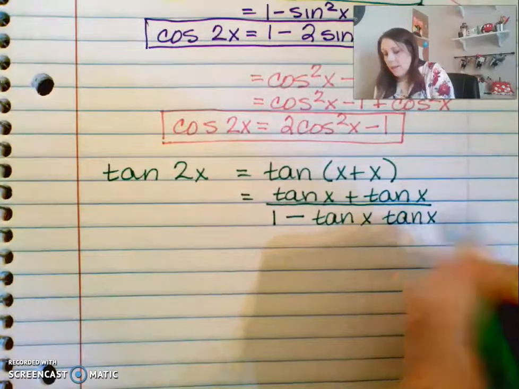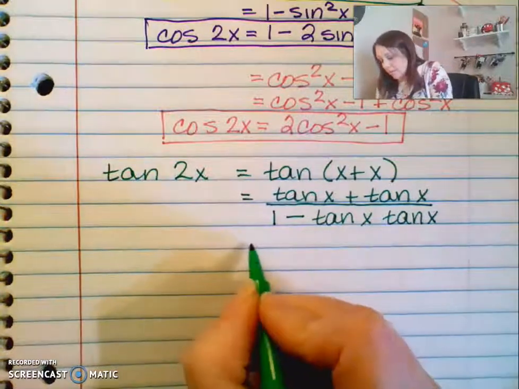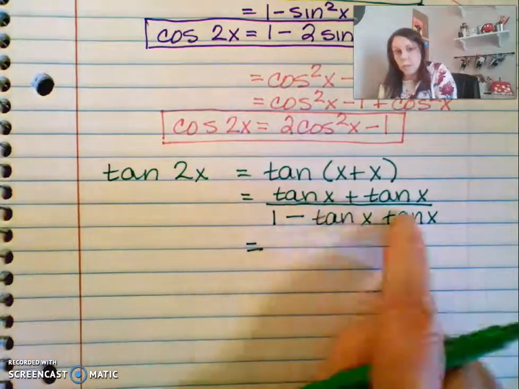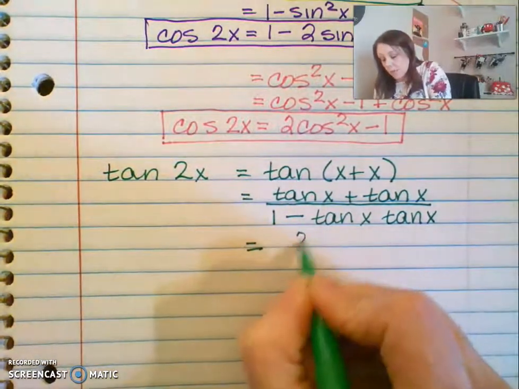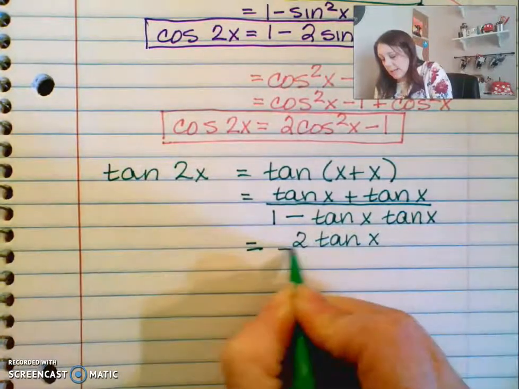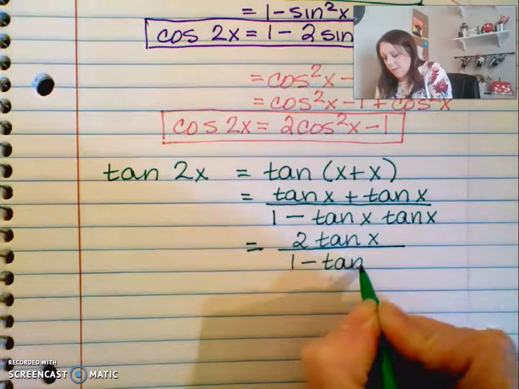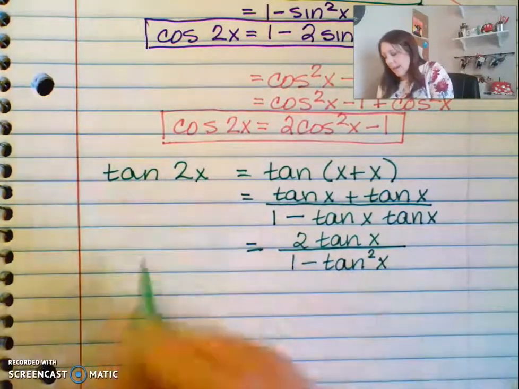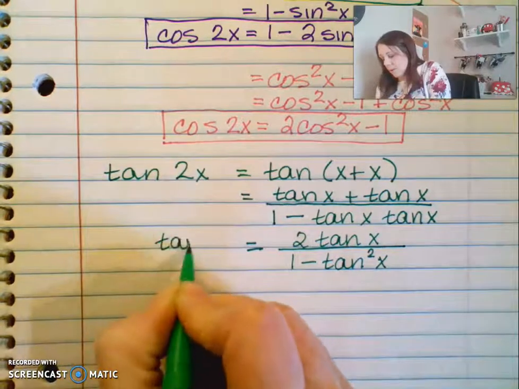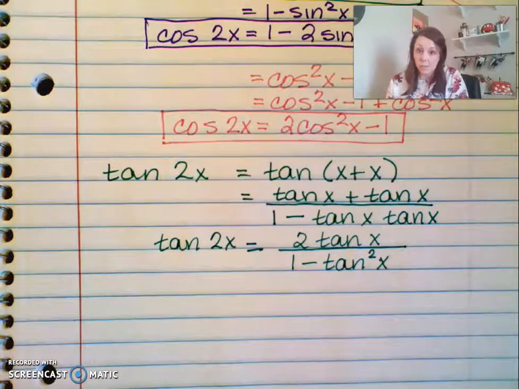And there again, we've got terms we can combine. We've also got some products that we can simplify. So when we combine the two terms in the numerator, we end up with 2 tangent x. And in our denominator, 1 minus tangent squared x. And that forms one variation of the tangent 2x, or the tangent double angle formula.